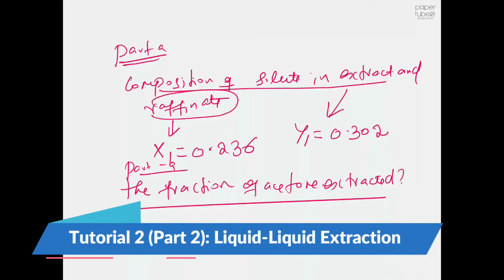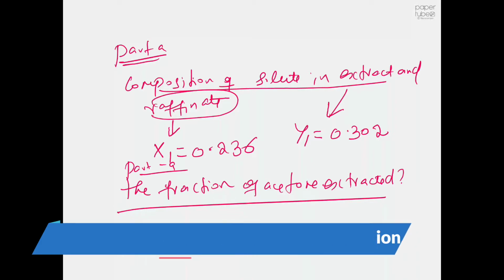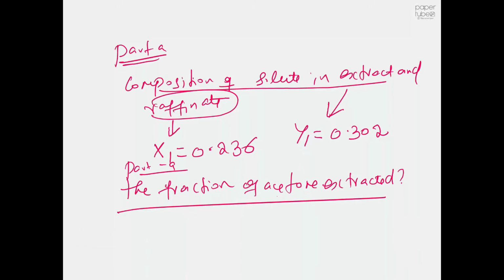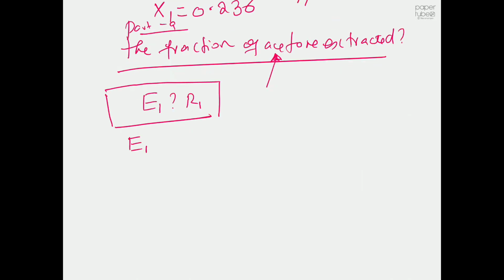Oh, I think we forgot to finish part A. In part A, we asked, let me check, composition of solute and extract. To answer the fraction of acetone extracted, we need to know what is in E1 and what is in R1. So we didn't calculate these two values, E1 and R1.